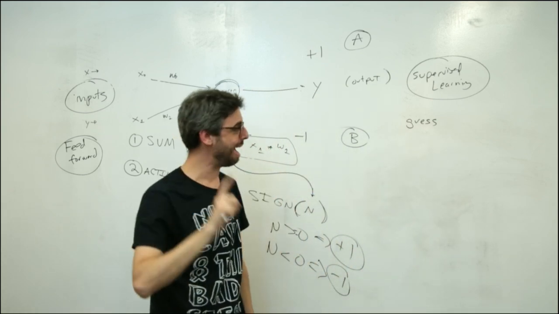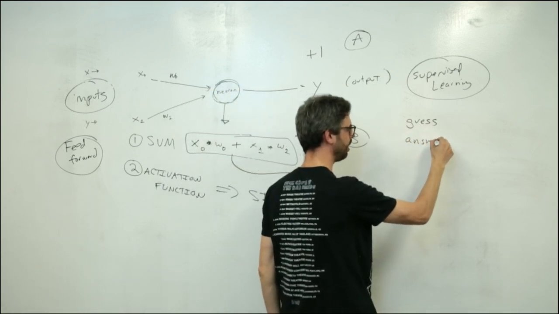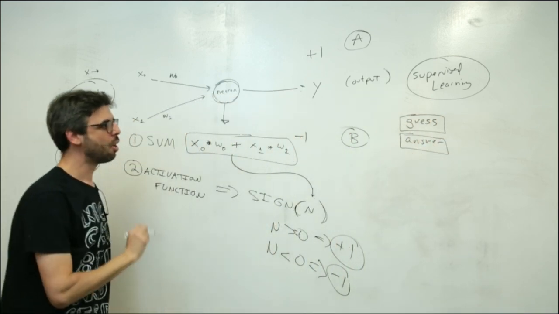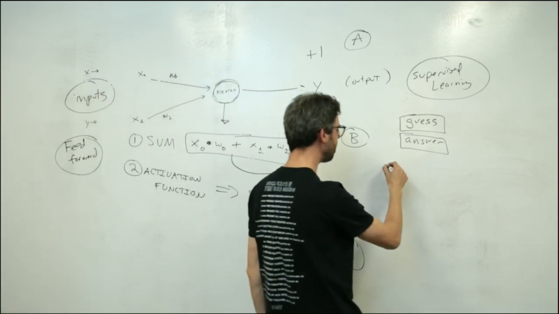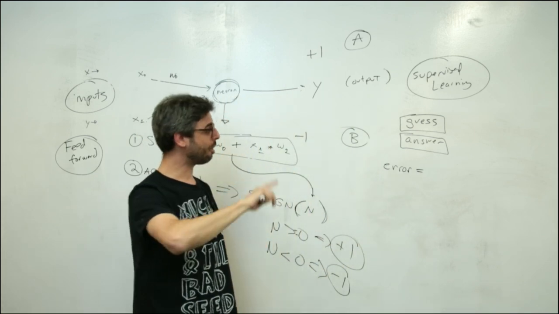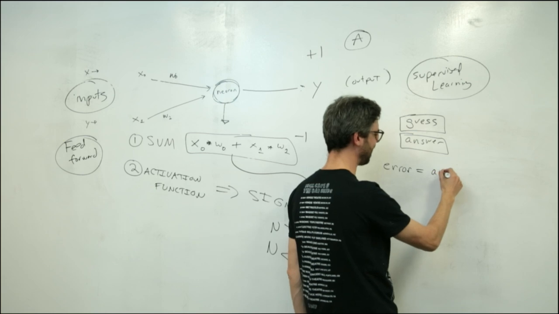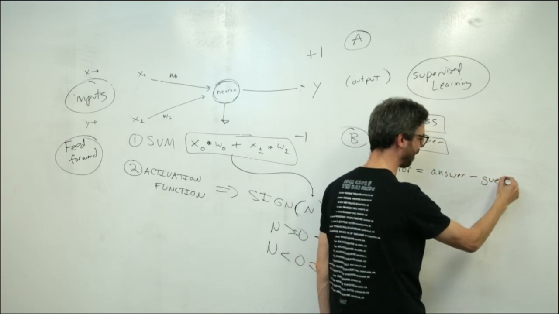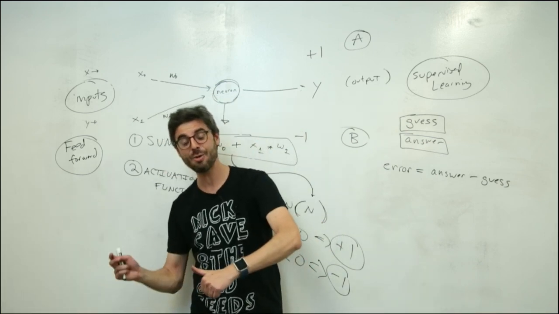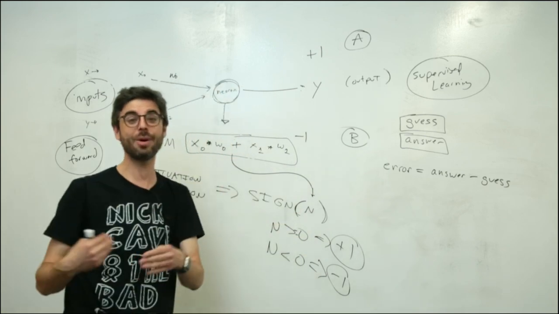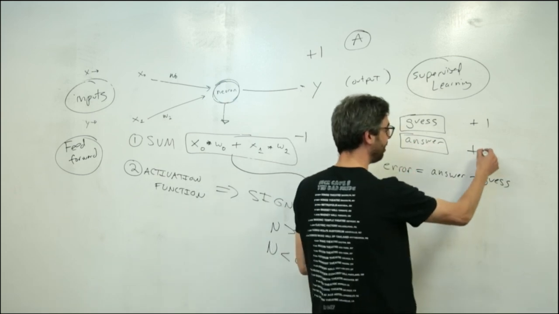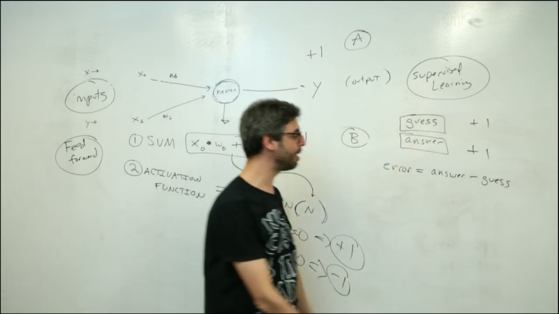But I also have the answer, right? So I have both the perceptron's guess and the answer. If I have both of those things, I can compute something known as the error. The error I can think of as the answer, I always get this backwards one way or the other, but it's the difference between the correct value and the guess, right? Because if the guess is plus one and the answer is plus one, what's that error? One minus one, that error is zero.